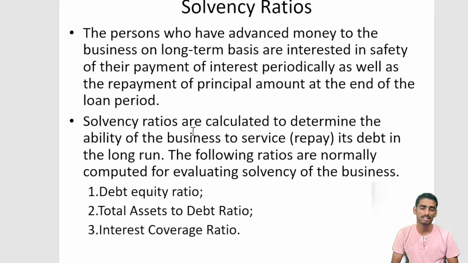Solvency ratios are calculated to determine the ability of the business to service or repay its debt in the long run. Means solvency ratio is the ability of the business to repay the loan, because most companies, around 90 to 95%, take loans either from a private bank, a government bank or some other private sectors. What is the ability of the business to repay that loan, what percentage they will repay, that we call the solvency ratio. The following ratios are normally computed for evaluating solvency.